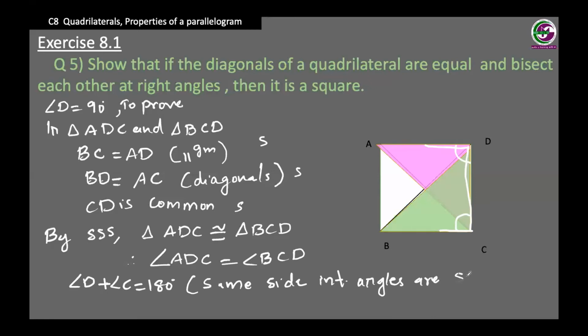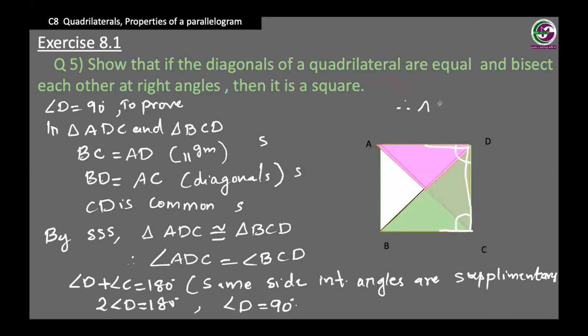are supplementary. That was a theorem that we studied in the previous chapter. But both of them are equal, so we can say two angle D is 180 degrees, or angle D is 90 degrees. So if one of the angles is 90 degrees, we can see all of the angles are 90 degrees in a parallelogram because the opposite angles are equal. So if this is 90, this is also 90. If this is 90, angle A is also 90 degrees. Hence, ABCD is a square.